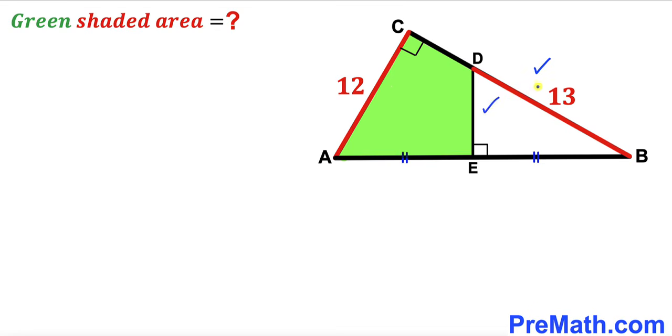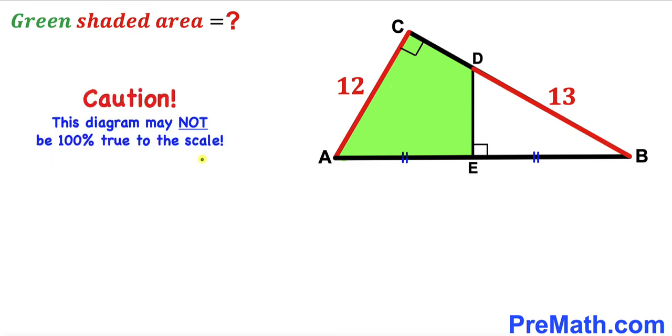As you can see in this given diagram, we have a right triangle ABC along with this perpendicular DE. As a result, we get this green shaded quadrilateral EACD. Moreover, this segment BD is 13 units, whereas this side length AC is 12 units. Furthermore, this segment AE is equal to this segment BE. Now our task is to calculate the area of this green shaded region.